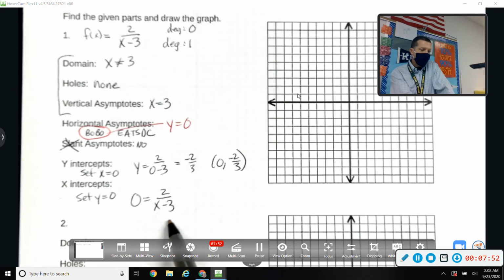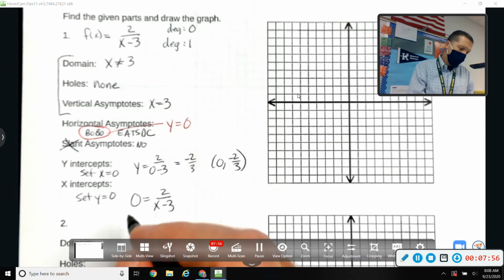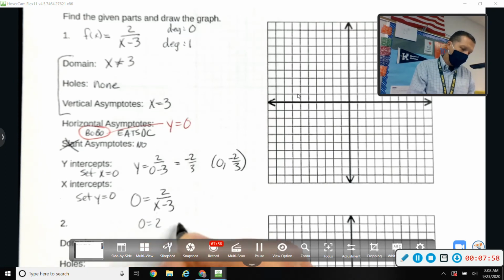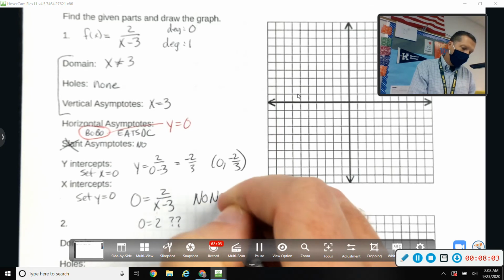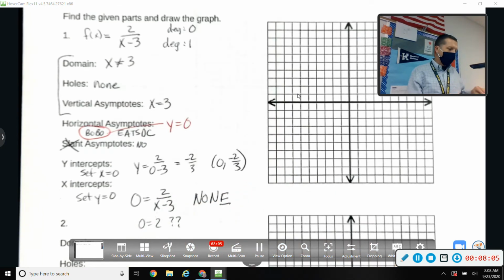If you want to try to do it algebraically, I guess you could multiply both sides by x minus 3. And then you get 0 equals 2, but that's not true. So this is a none for the x-intercepts.